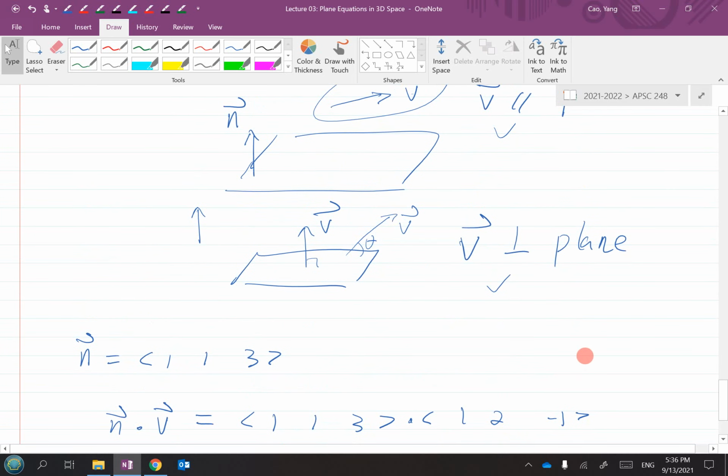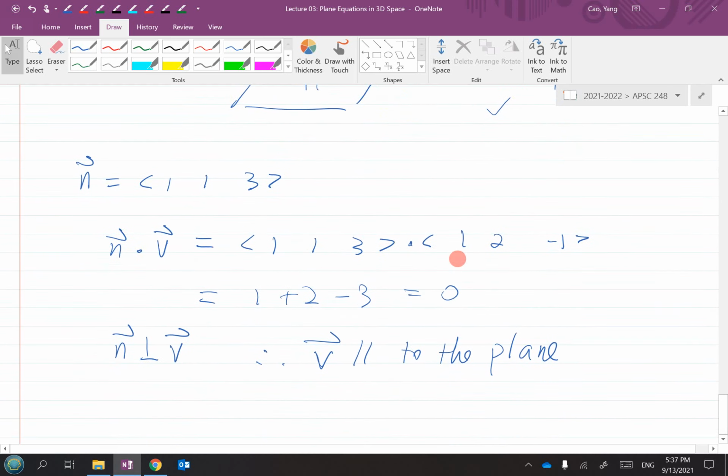Maybe I'll just ask a question like this. Suppose V is perpendicular to the plane, or suppose that the dot product is not zero. So what else could you do? What if the cross product is zero? What does that mean? What if n cross V is zero? n cross V is zero means what?